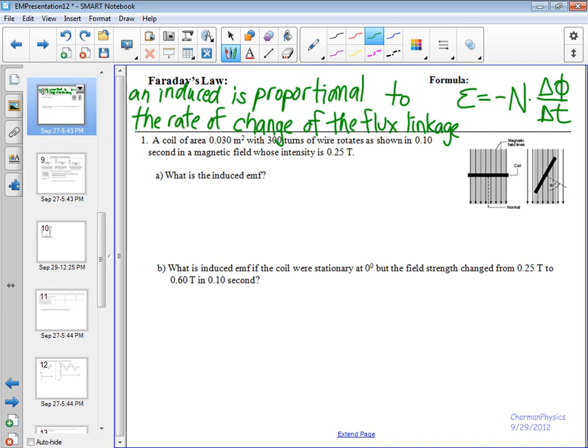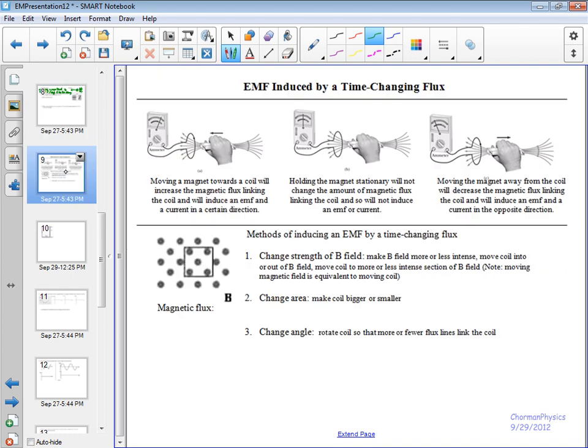Now, before I jump over and do some practice problems here, I would like to go to the top of your page and show you that if we move a magnet to the left here, we're going to be increasing the magnetic flux linkage in the coil and induce an EMF, as well as a current. Holding it steady, nothing is changing. This is the second one here. There will be no EMF inducement. If we pull the magnet in the opposite direction, we will see an EMF and current induced in the opposite direction to the very first time.